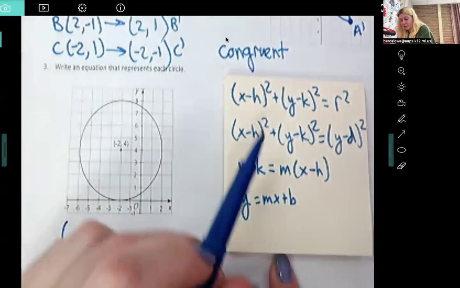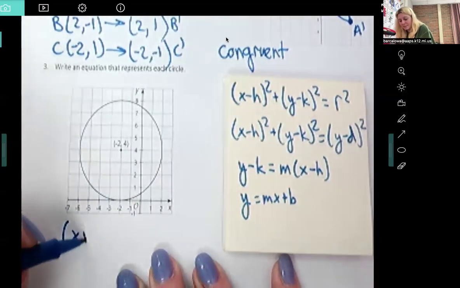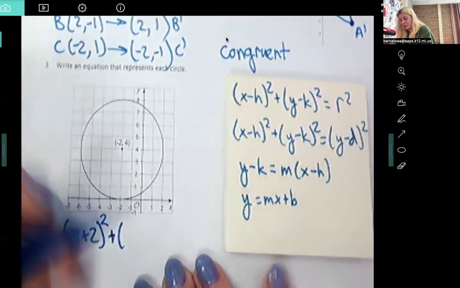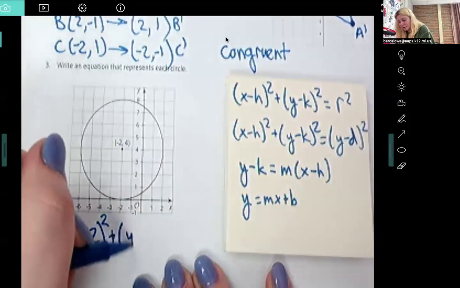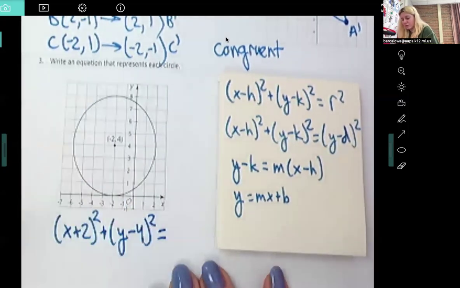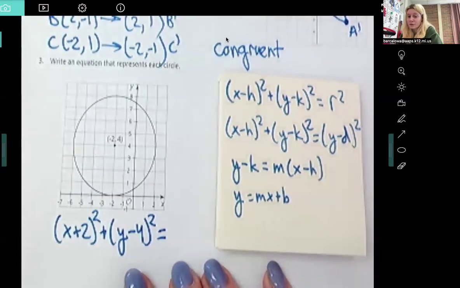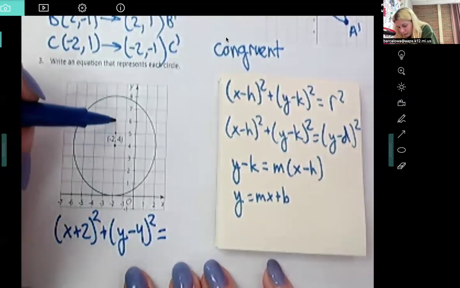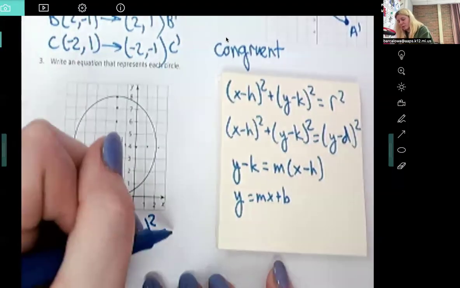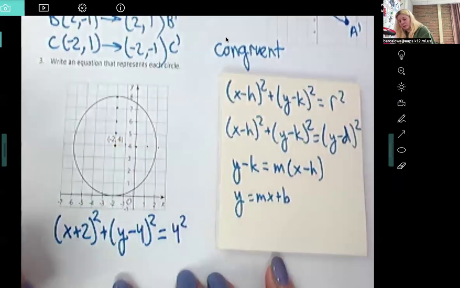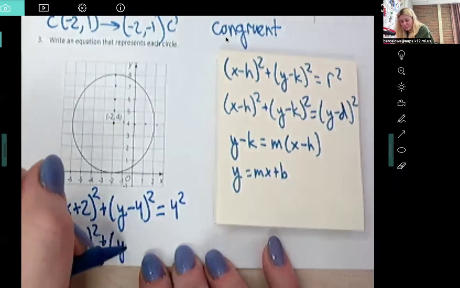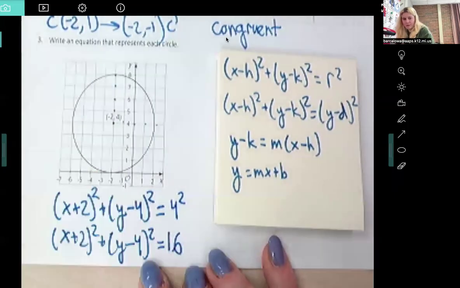Okay, so my x coordinate is -2, so this should be x plus 2. All right, my y coordinate is +4, so this negative means flip the sign. This should be y -4. Okay, and then I need to figure out what the radius is. Radius is the distance from center to edge. So 1, 2, 3, 4. You can count in any direction. You can count this way. 1, 2, 3, 4. Okay, my radius is 4. So 4 squared. You can leave it like that, or write that as 16, because 4 squared is 16.